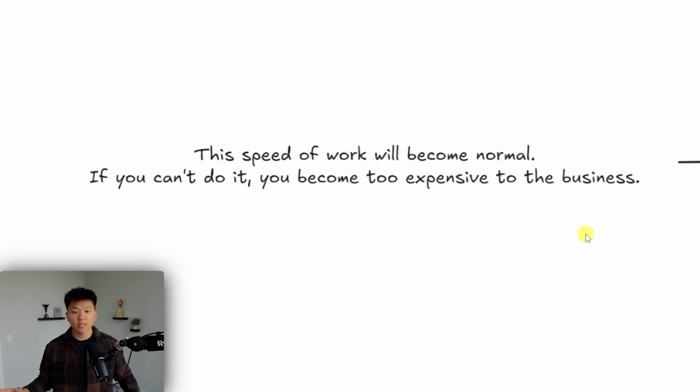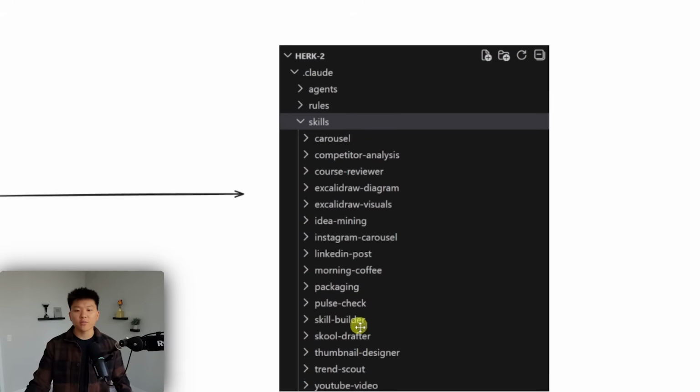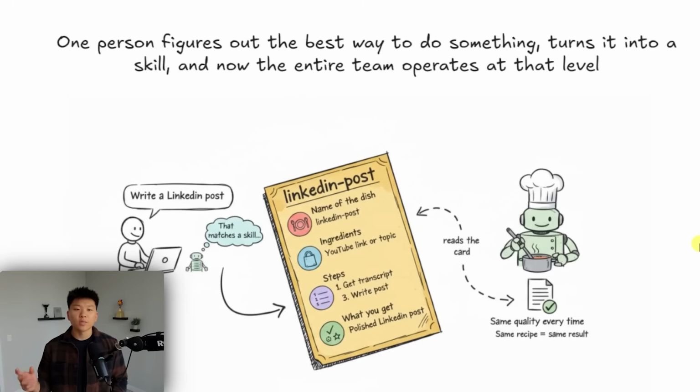This isn't just theory. This is something that we're seeing with clients. This is something that we're seeing internally in my own business. This speed of work that we're able to achieve right now feels insane, but that is going to become normal. And if you can't do that, you instantly become way too slow and way too expensive for the business, and they might not keep you around. We're actually making it a priority to make sure all of our employees are using Claude Code. Because now I have all these different skills that I can just run with a simple slash command or a simple natural language prompt and get in one day a week's worth of output. Because once again, one person can figure out the best way to do something and turn it into a skill that the entire team can use.